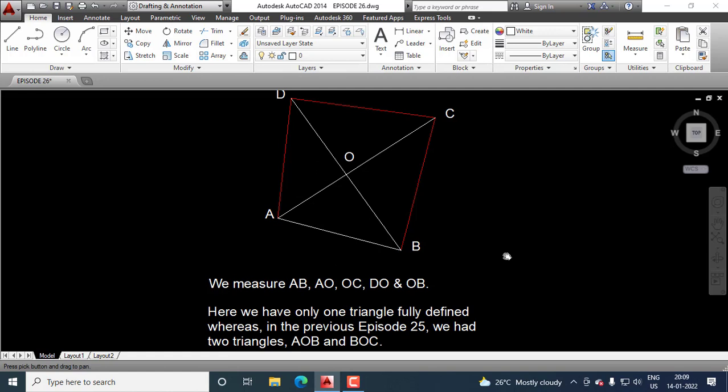Here we have only one triangle fully defined. This triangle has three sides and therefore this triangle is fully defined. This triangle doesn't have this side, therefore it's not fully defined, and so also this triangle is not fully defined and this triangle is not fully defined. So here in this case we have only one triangle to choose. In the previous episode we had two triangles to choose from and we chose this big triangle. In this episode we can only choose this triangle.